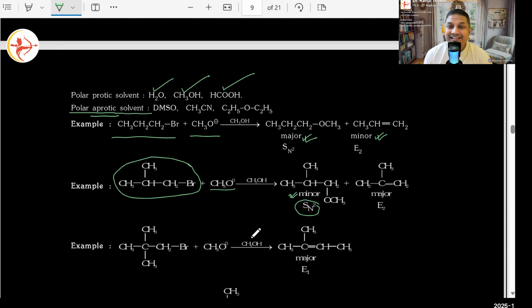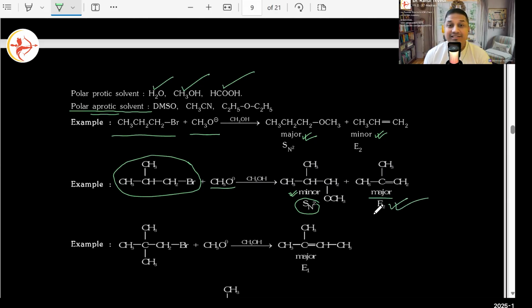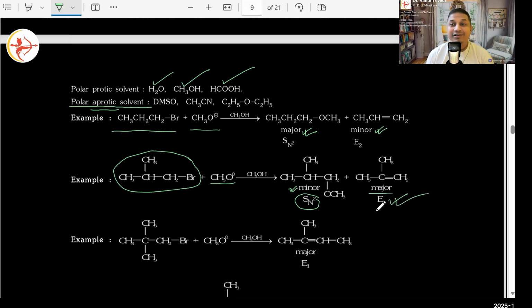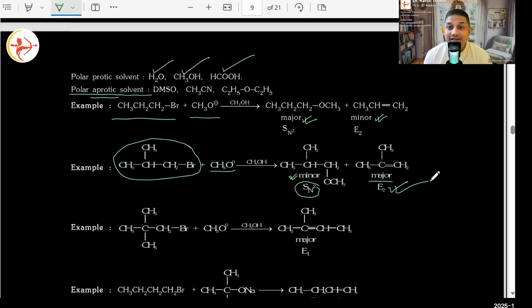Nice. In one example, everything is clear. Who is the major product? Your elimination product is the major product. Examples help much more than the theory. But if you don't tell the theory, you cannot relate it to the example. Yes or no? Nice.